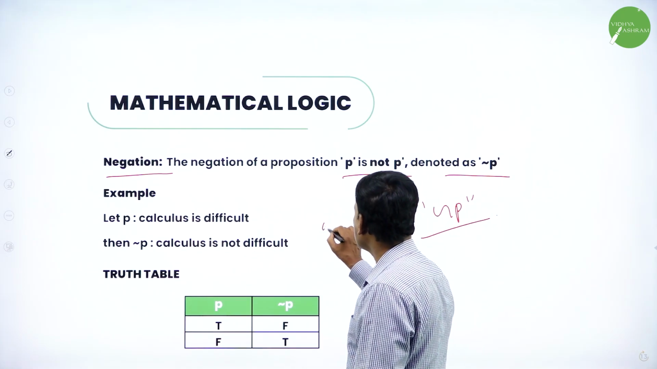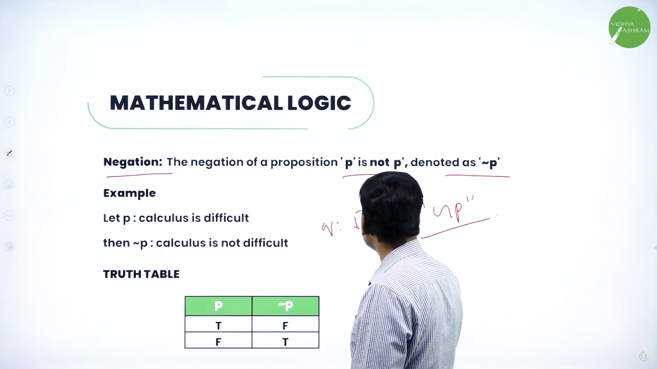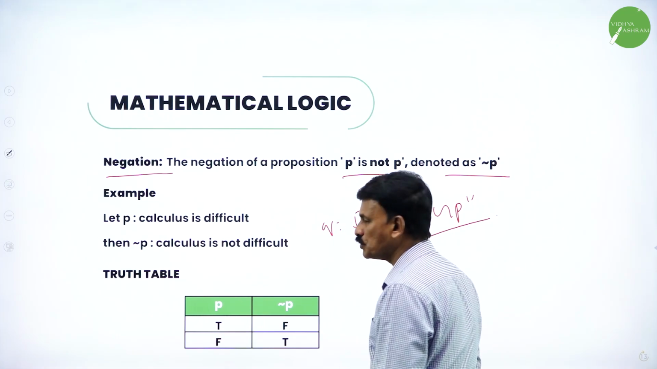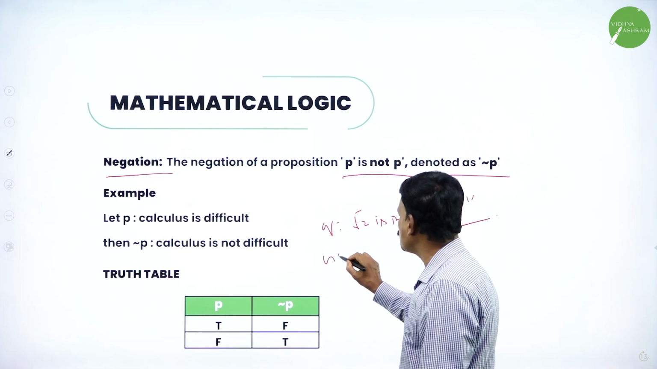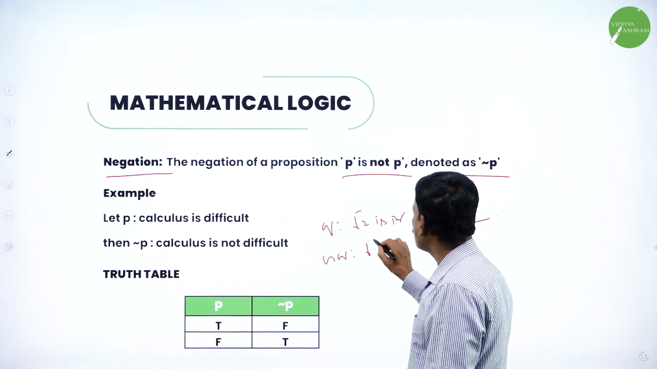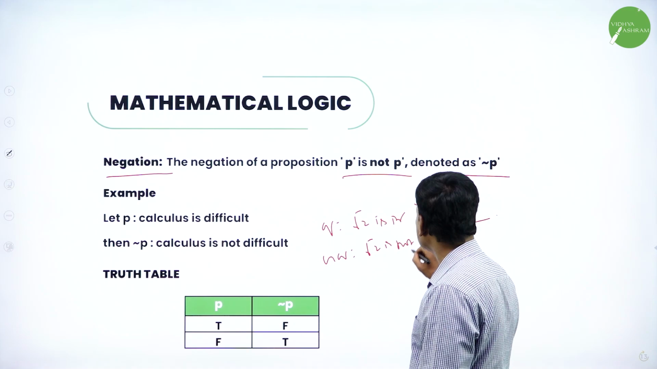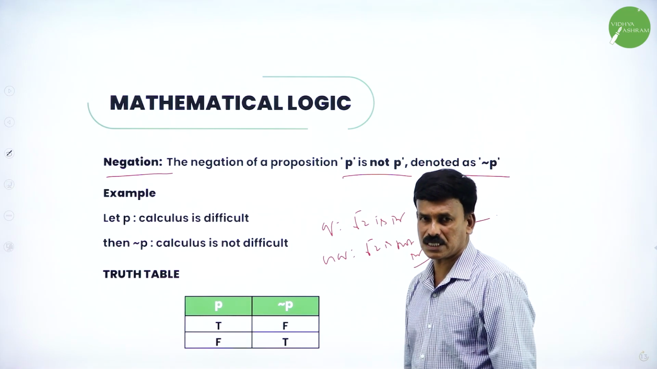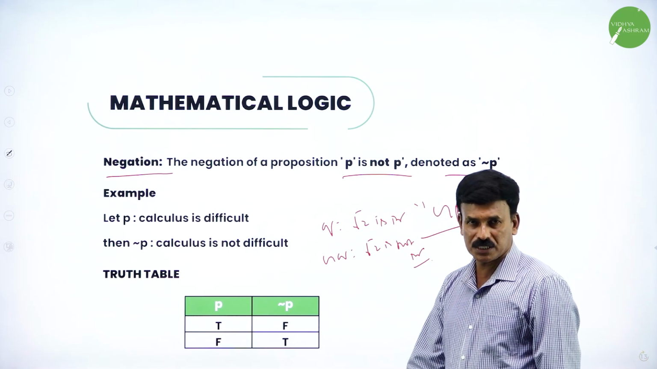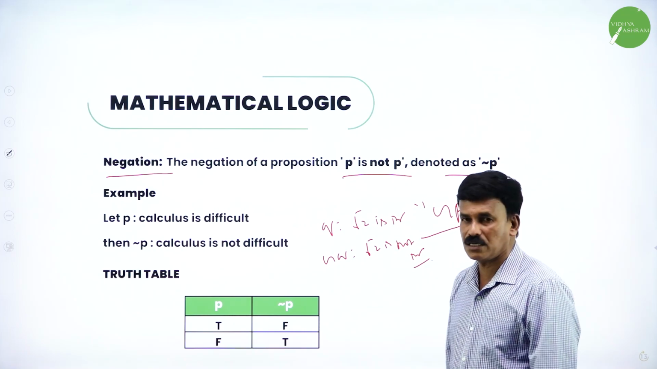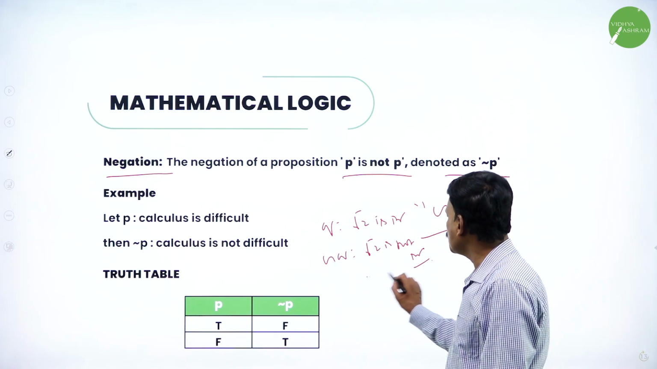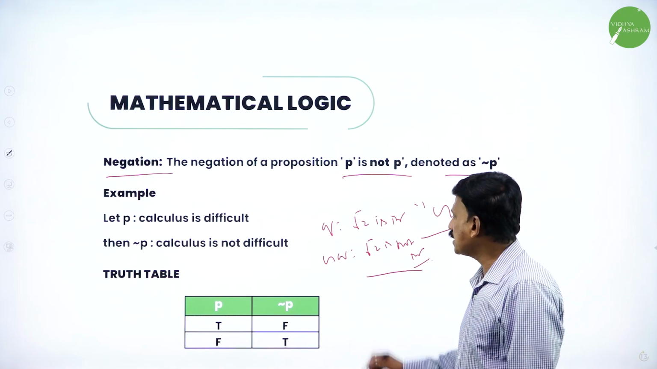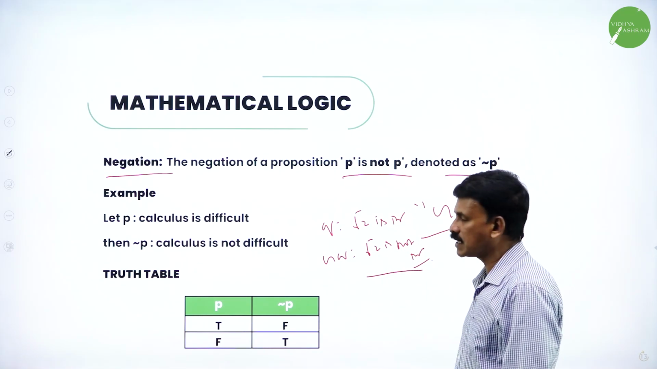Another example, let us consider Q: root 2 is irrational. What is the negation of this Q? Negation of Q is root 2 is not irrational. So let us consider one more example. Root 2 is irrational. What is the negation of this? The negation is root 2 is not irrational.